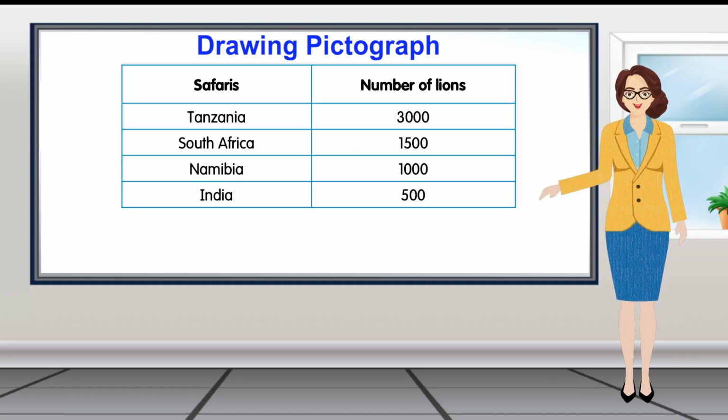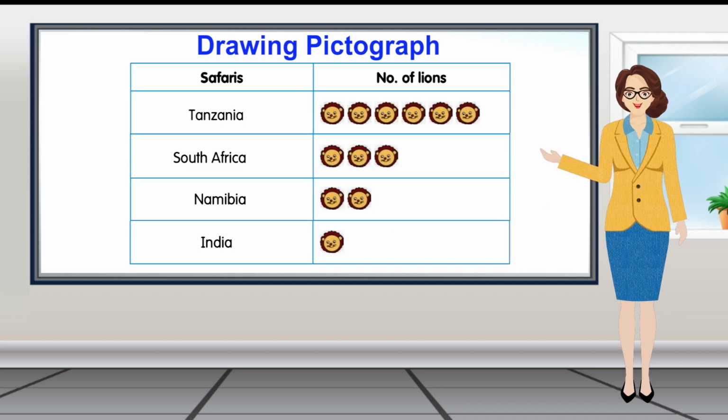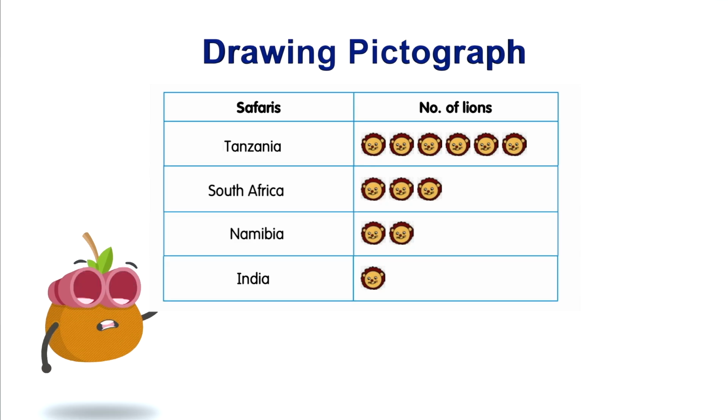In India, the number of lions is 500. 500 divided by 500 equals 1. Thus, we will draw 1 lion face in India. Wow! Drawing a pictograph is very interesting.